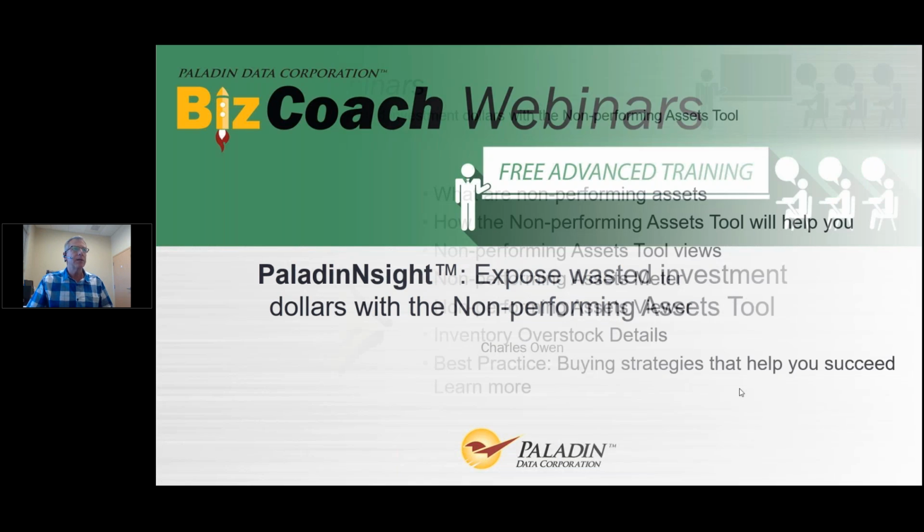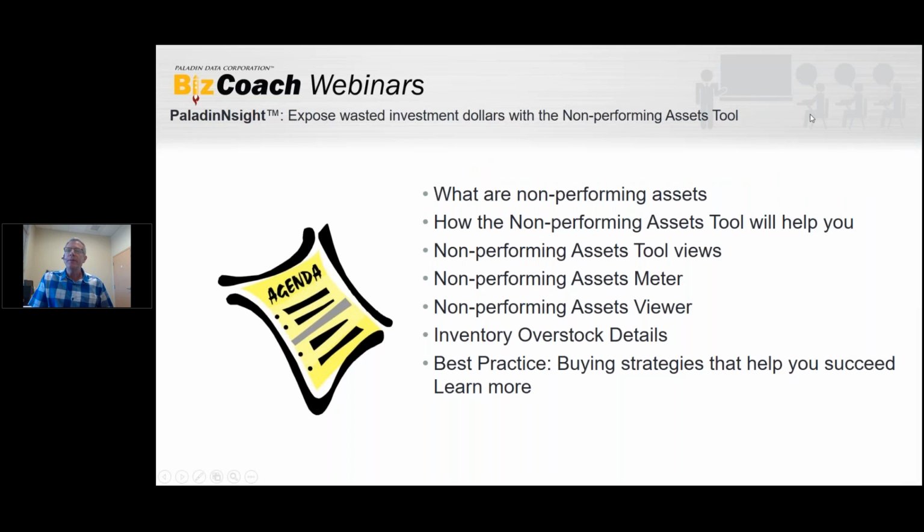So let's go look at the agenda. We're going to talk about what non-performing assets are. We're going to look at the tool. We're going to dissect this tool. I'm going to show you how to get in and how to use it, how to look at the different views of the tool, the non-performing assets tool, look at the meter, the viewer, and how to get into more detailed information so you can actually interact with this data in real time. Then we'll go over the inventory overstock details, and we'll look at some of the best practices in using this and making sure that you succeed.